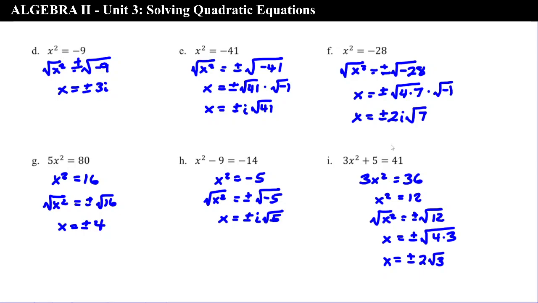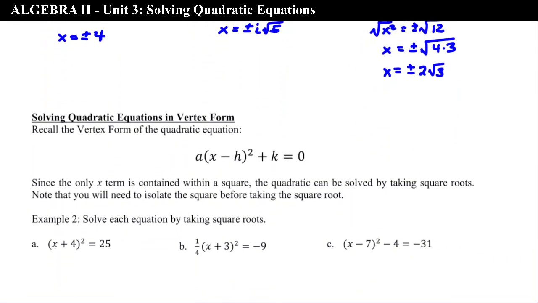So you've seen how easy it is, especially when you just have an x squared. You take the square root of x squared and you just end up with x. And this is when we do not have a linear term. Now there is a case where you could have a linear term and it's within a different form, because we've been talking about standard form here. Well, let's go back and talk a little bit about vertex form.